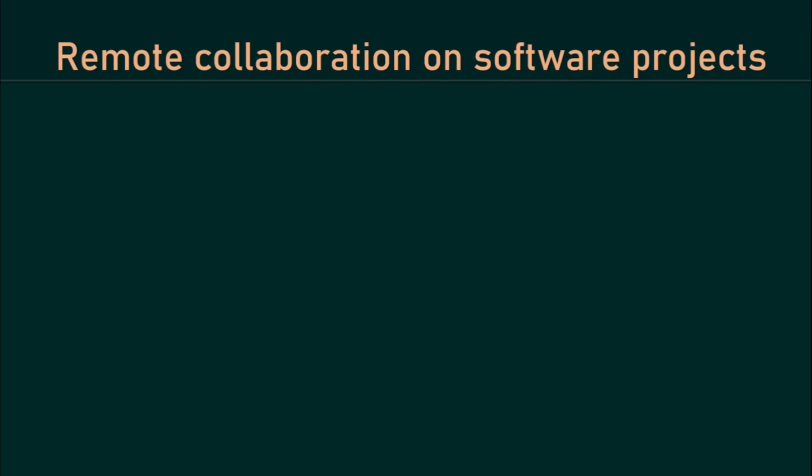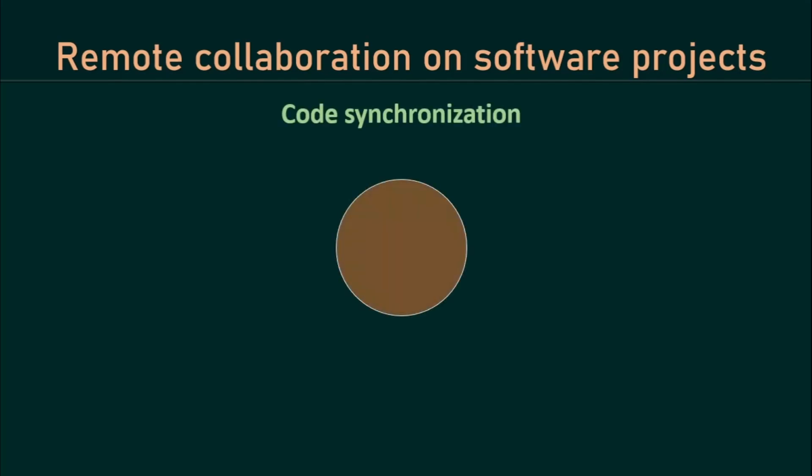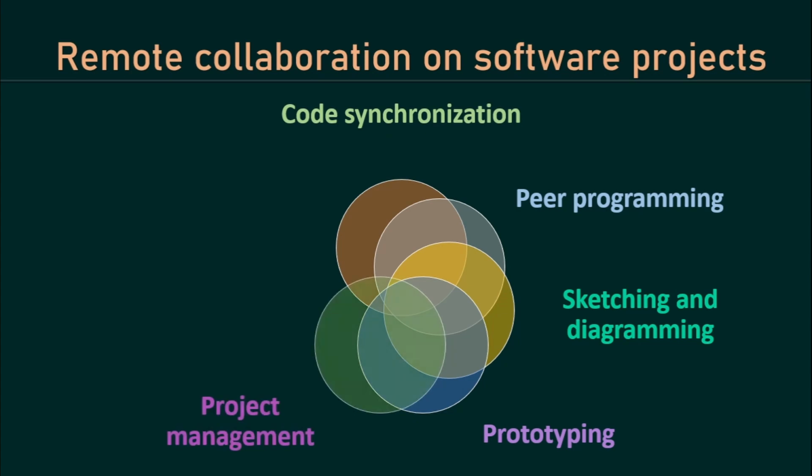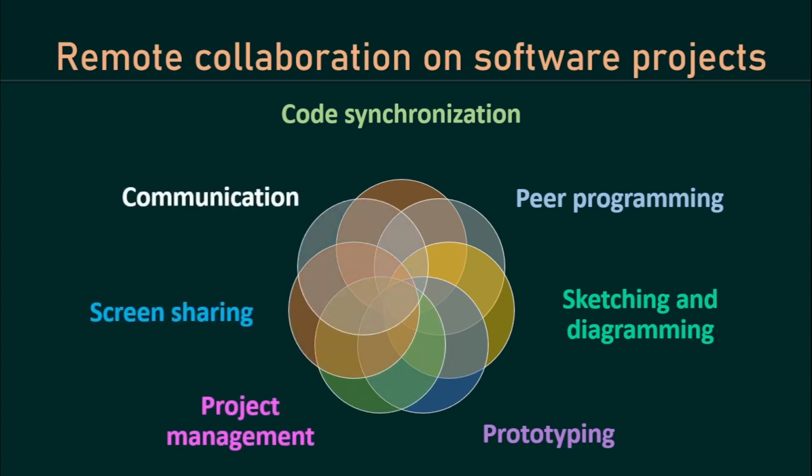So what are these things we're going to be looking at? We'll look at code synchronization. We have tools that permit you to synchronize code, and we're going to explain all of these. Pair programming, sketching and diagramming, very important, prototyping, project management, screen sharing, and communication. All these things come together to facilitate remote collaboration and make it very seamless.